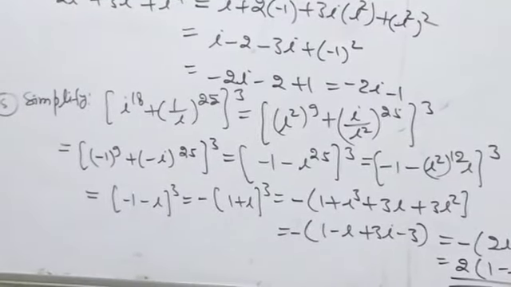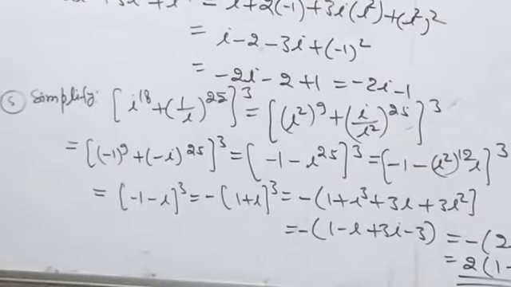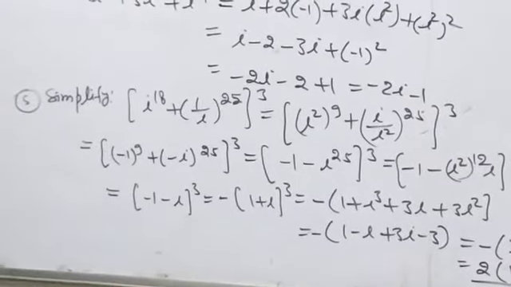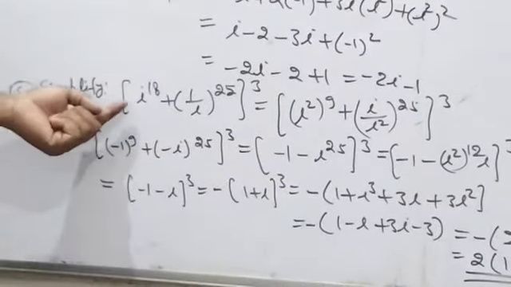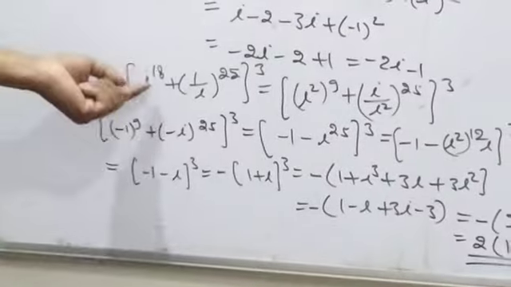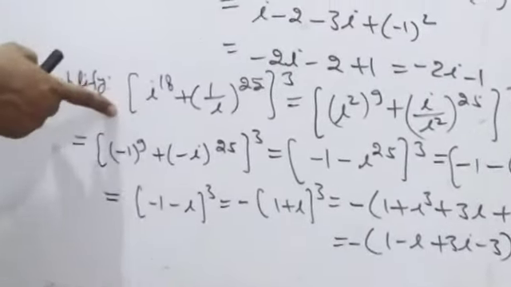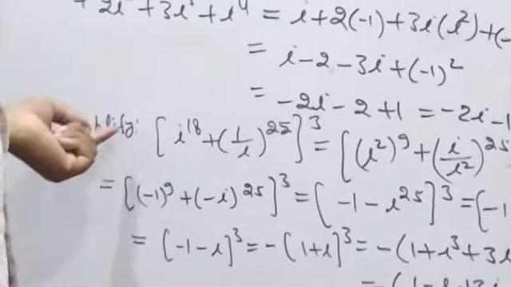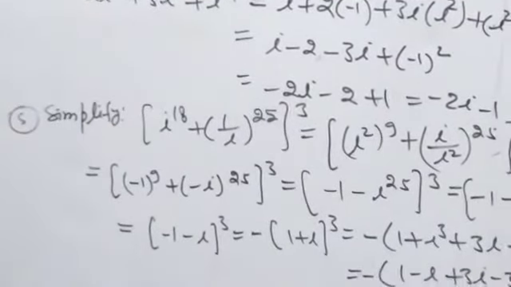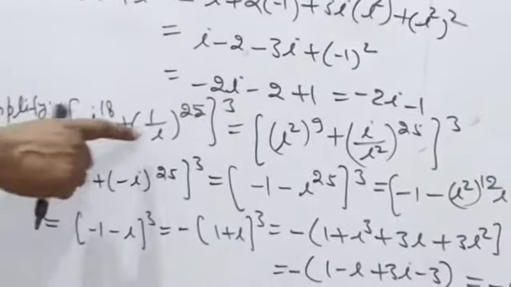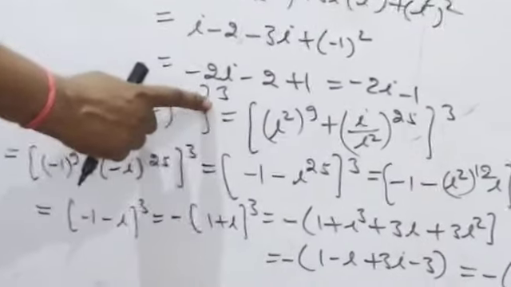And example number 5, this example is very important. It came the maximum number of times in the question paper, so please watch very carefully. Clear? Simplify (i power 18 plus 1 by i power 25) whole cube.